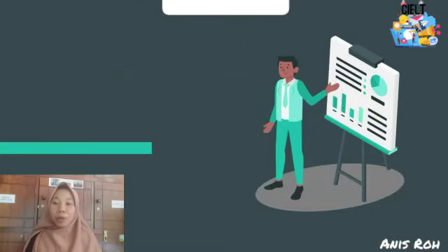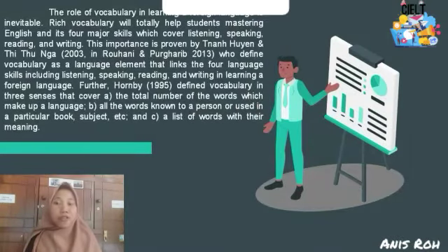The role of vocabulary in learning a foreign language is inevitable. Rich vocabulary will totally help students master English and its four major skills, which cover listening, speaking, reading, and writing. The importance is proven by Tanan Huan and Titunen 2003 in Rohan April 2013, who define vocabulary as a language element that links the four language skills, including listening, speaking, writing, and reading in learning a foreign language.